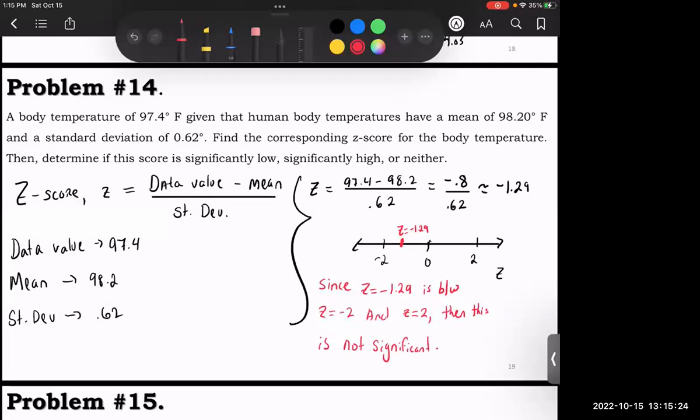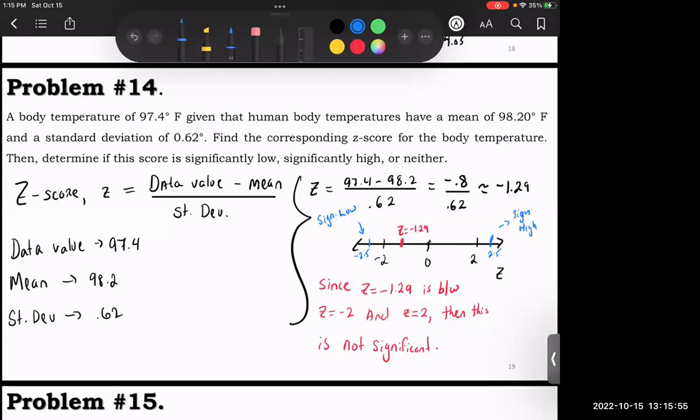If it was something like a number greater than 2, like 2.5, that would have been significantly high. A significantly low value would have been something like negative 2.5, right? So just doing a couple of examples. If this was negative 2.5, we would have said that's significantly, I'm just going to abbreviate it, low. And if I had 2.5, that value is significantly high.